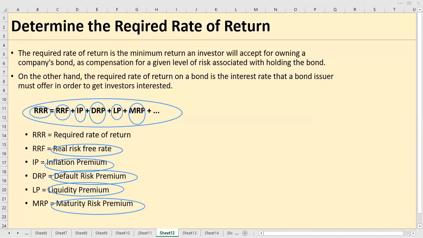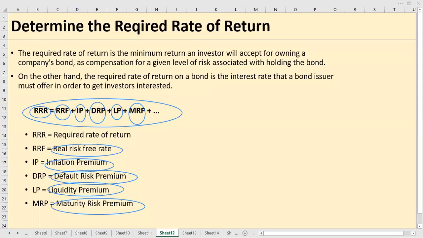So as an investor, if we have this real risk-free rate, we can get it from the three months treasury bill. Then inflation premium, we know the inflation rate of the country. Based on that, we can calculate a premium. And for the default risk also, we can calculate a premium because we know the exact rating of that particular company.